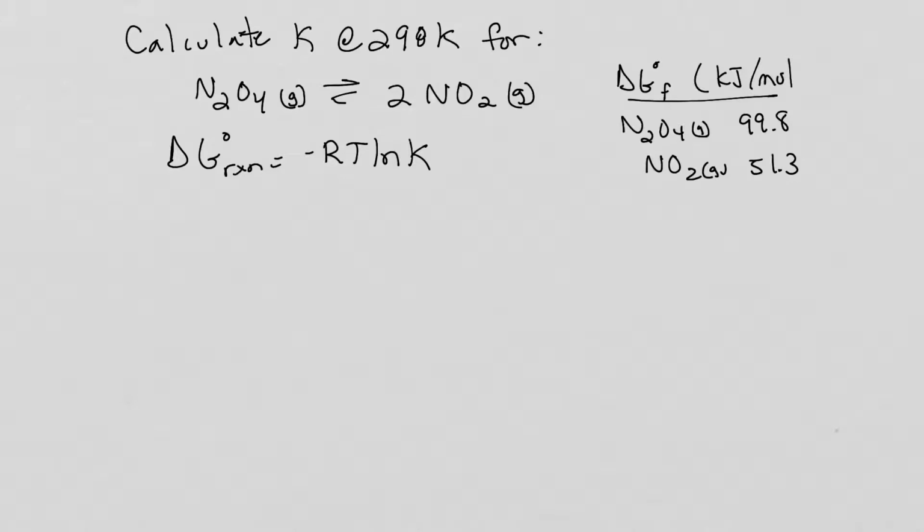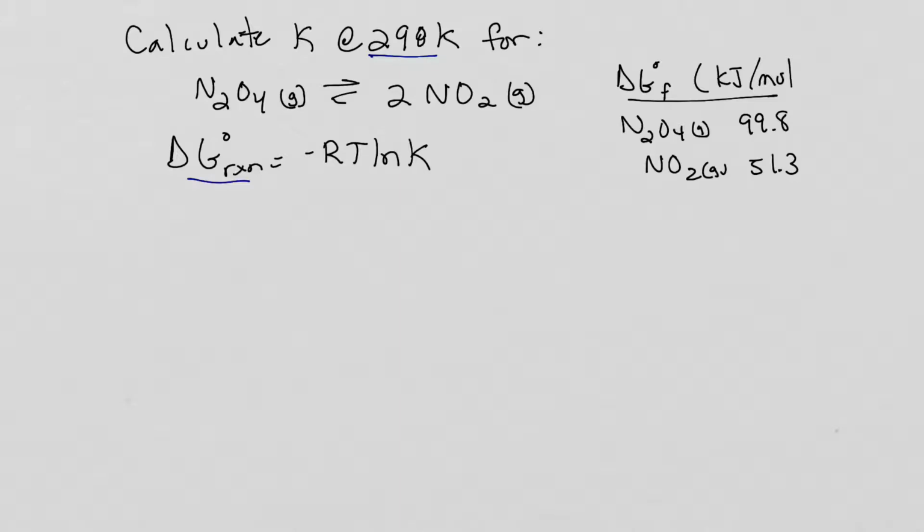So now that we have our equation, what are we going to do here? Well, first we need to have our delta G value, right? We're not given that for the reaction, but since we're at 298, we can use delta G's of formation from the back of the book to get it.